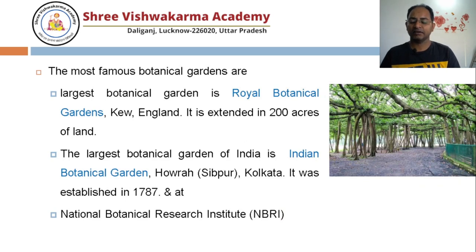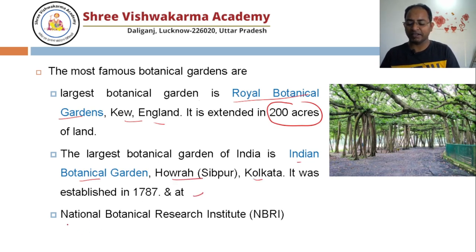Let's understand the examples of the botanical gardens. The largest botanical garden is the Royal Botanical Garden in Kew, England, which extends over around 200 acres of land. As far as India is concerned, we have the Indian Botanical Garden in Howrah, which was established in 1787.